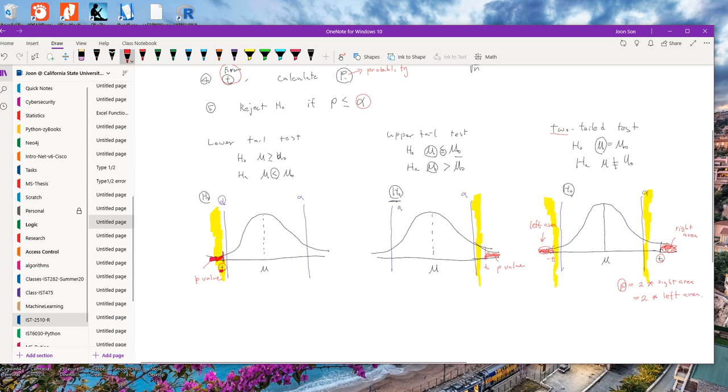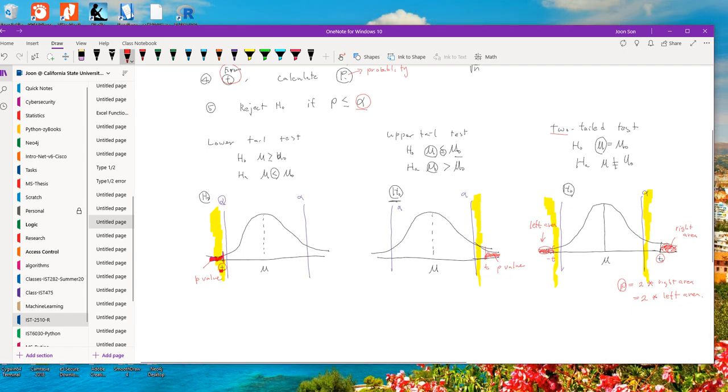Okay, so that's your p-value. That's the graphical representation of the p-value. If that p-value is less than your level of significance, then you reject the null hypothesis, because your t-value is too far away from the mean. It really indicates that your null hypothesis cannot be true. So that's the graphical representation.